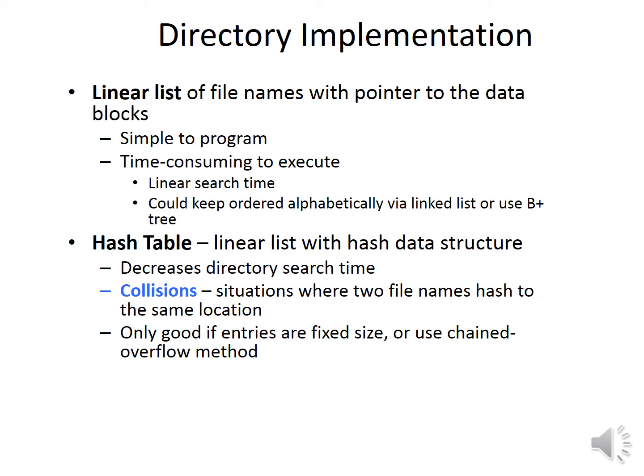A linear list of file names with pointers to the data blocks is simple to program but time consuming to execute, with linear search time. It could be kept ordered alphabetically via a linked list or B+ tree. A hash table is a linear list with a hash data structure. It decreases directory search time.